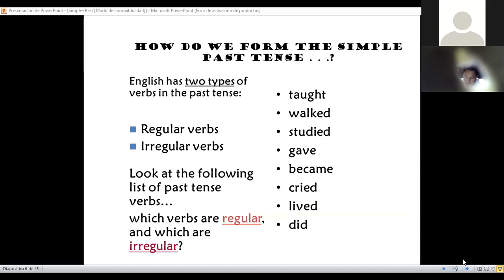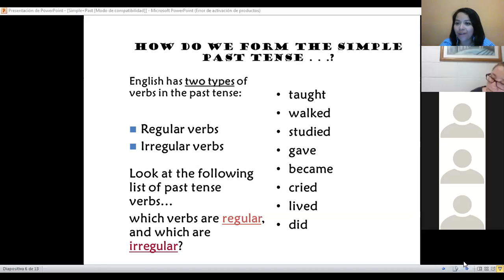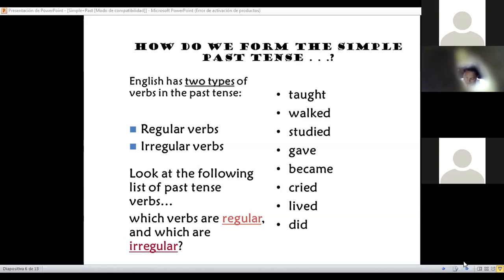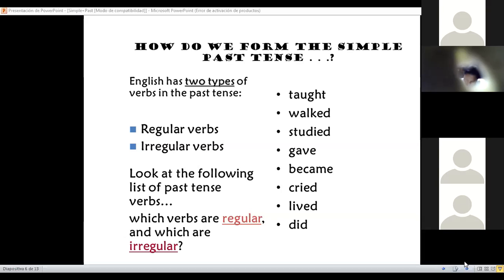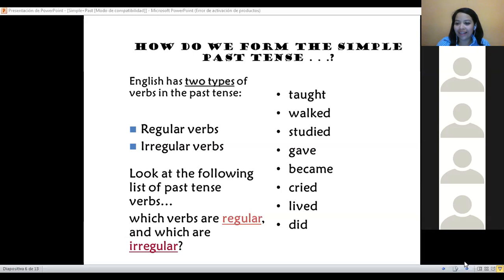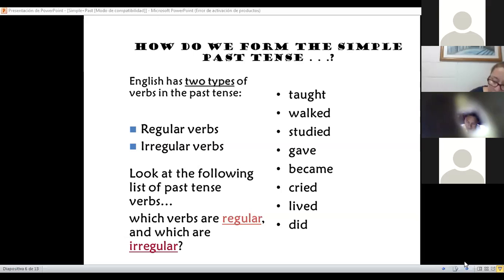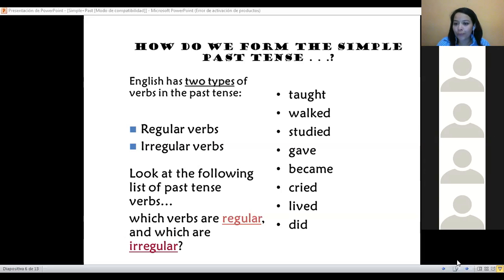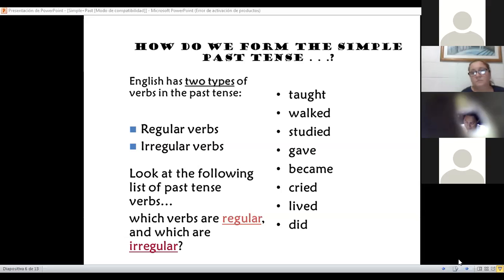I see also Carolina, Beatriz, Erika, Rocío, and Alfredo. Hello, hello, how are you? Hello. Hi, teacher. Hello, how are you? How are you doing? ¿Cómo estuvo su día? How was your day? Fine, thank you. Okay, that's really good, that's really good. Ya nos van a contar qué hicieron, don't worry. You will tell us in a second, okay?